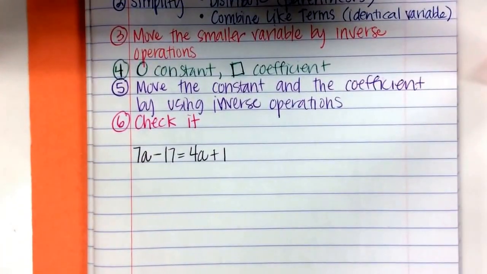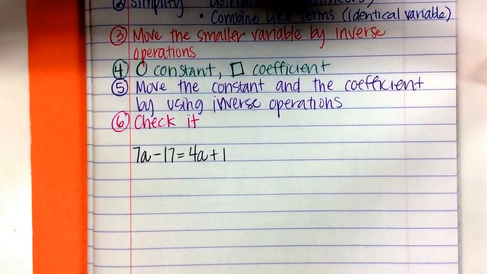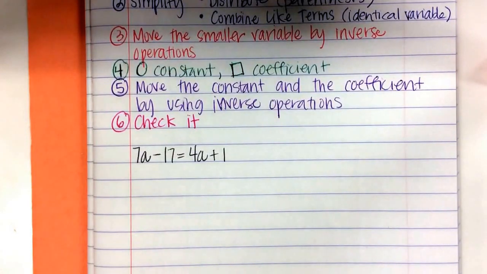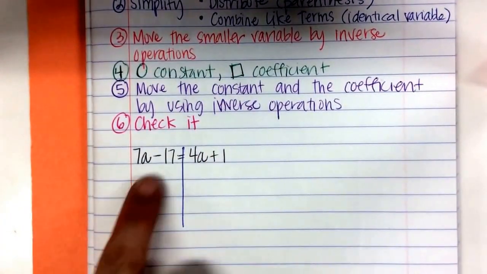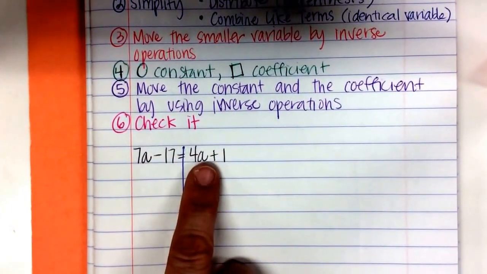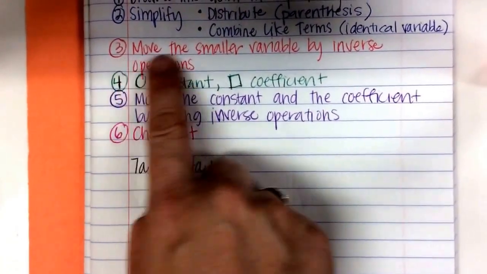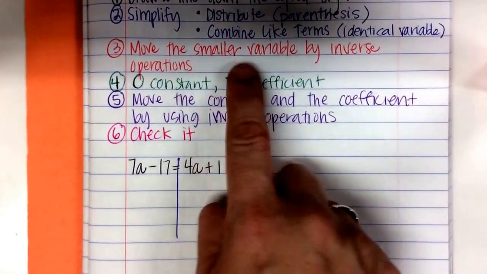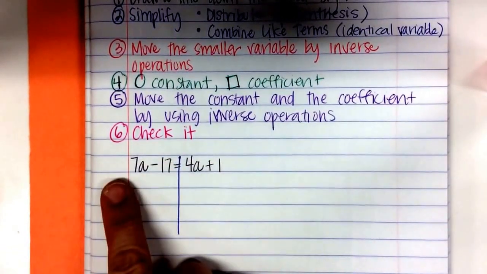All right, write down that problem. What's our first step? Draw a line down the equal sign. Second step, simplify. Is there anything to simplify on the left side? Nope. Anything to simplify on the right side? No. So I don't have to simplify. Step 3, move the smaller variable by using inverse operations. Which variable is smaller? 4a.